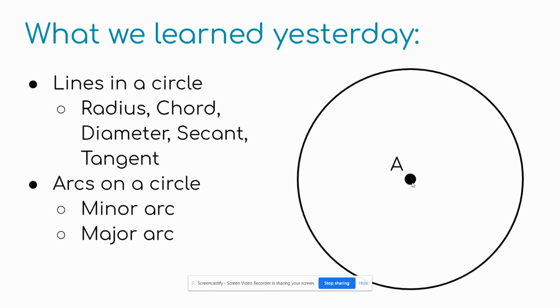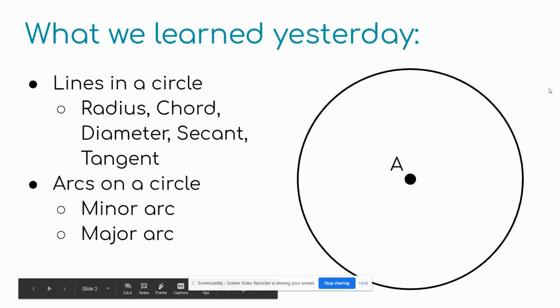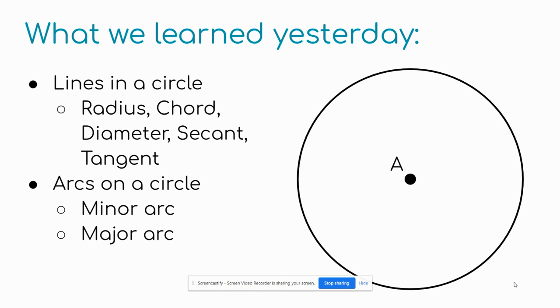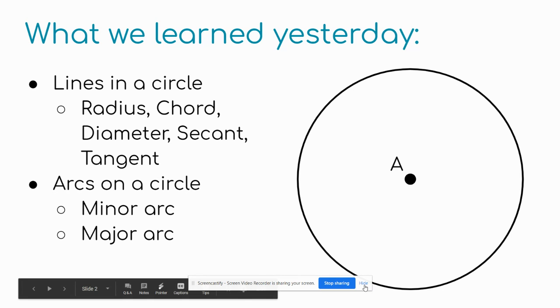So we learned radius, remember it goes from the center out to the circle. Chord, which is a segment that goes across the circle with two endpoints. Diameter, which is a chord that goes through the center. Secant is a line, crosses 2 times. Tangent is a line that crosses 1 time. And we talked about arcs. So we have minor arcs, remember, are small, named with 2 letters. Major arcs are big, named with 3 letters.